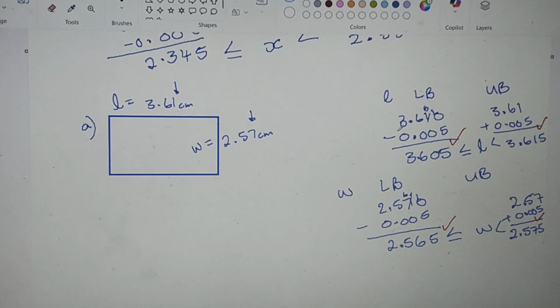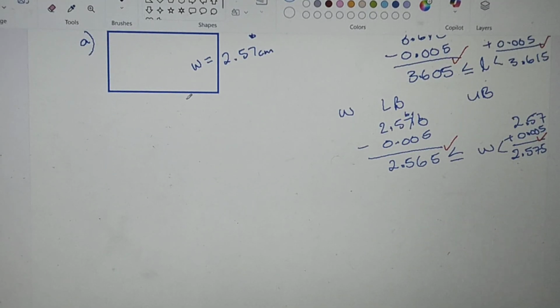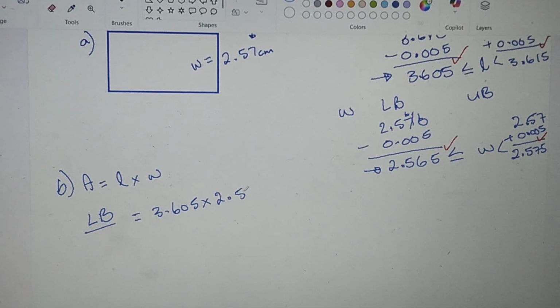They then say in part B, I've got to find the upper and lower bounds of the area of the rectangle. Now, you know area is length times width. So for the lower bound, I'm going to take my two lower bounds. I'm going to take the lower bound of the length times the lower bound of the width. So that would be 3.605 times 2.565, and that would give me an area of, let me just get my calculator quickly.